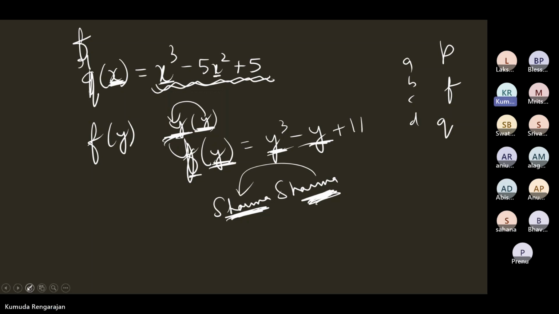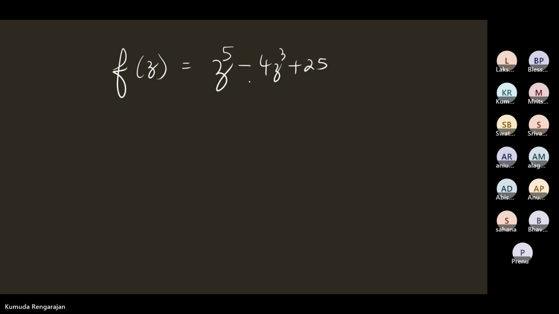So if you have a polynomial like z to the power 5 minus 4z cubed plus 25, the variable is z. So in bracket, you have to write z, and you can say f of z. So this is how we name a polynomial. When we say f of z, you're talking about this polynomial. This is the name for this polynomial.